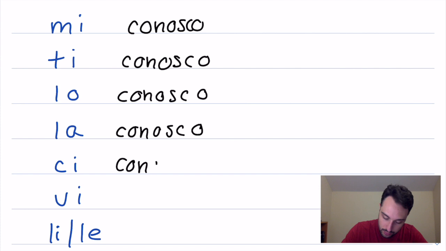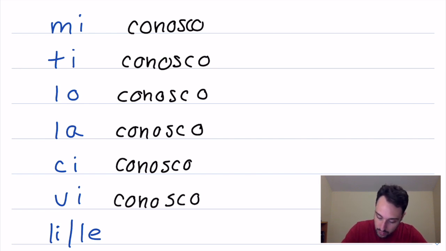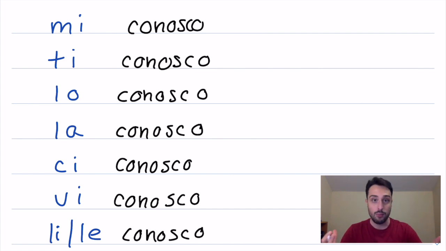Ci conosco, which can sound a little funny in both languages, means I know us, but it could work. You could think of a context with that, right? Vi conosco, I know you, but you plural, so I know you guys. Li or le conosco means I know them, just depending on the gender of the things that I'm talking about.